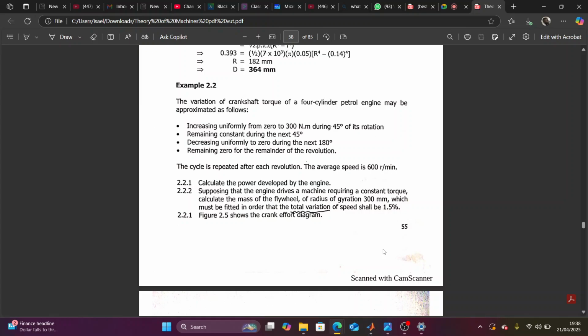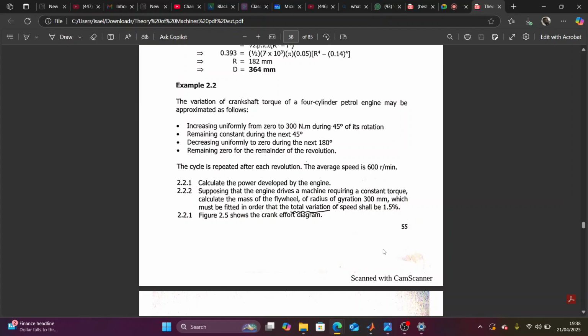Okay, can you do example 2.2? They said this is the case when you read and you plot, right? You have to be careful. Example 2.2: the variation of a crankshaft torque of a 4 cylinder petrol engine may be approximated as follows. I need to make sure I finish before half past. But you need to understand.